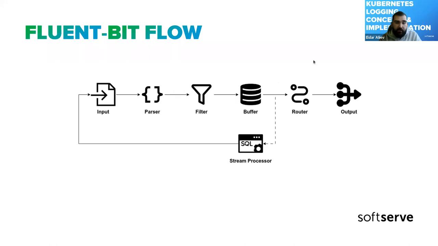Based on the values of those fields, you will be able to filter out the logs. For example, you will have a field with the severity, and you don't want to send the logs with debug severity on to the next step. So you can just filter them out and drop them. After the logs are filtered, they will be pushed to the local buffer. Fluent-Bit has two kinds of buffers: the file buffer and the in-memory buffer.